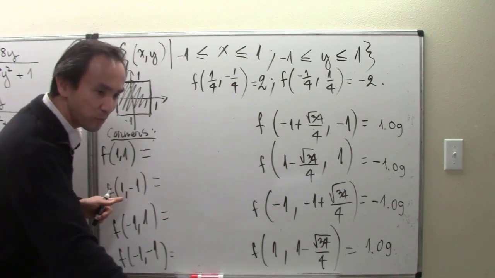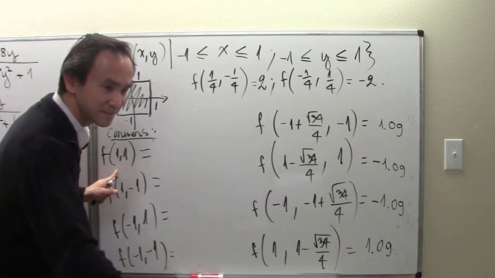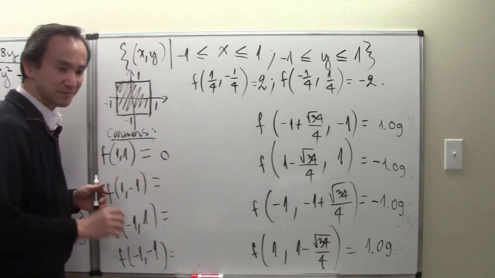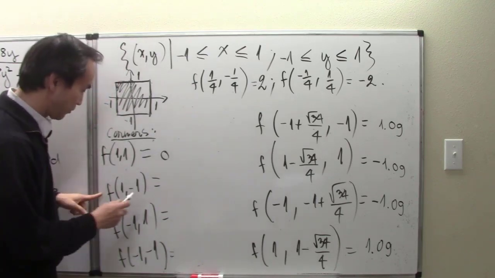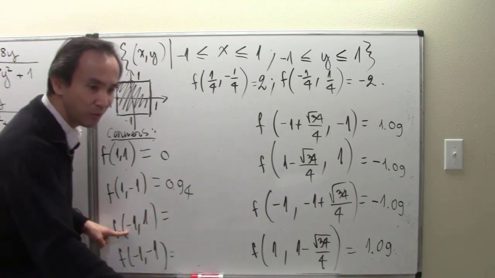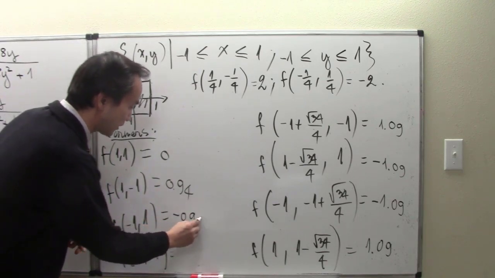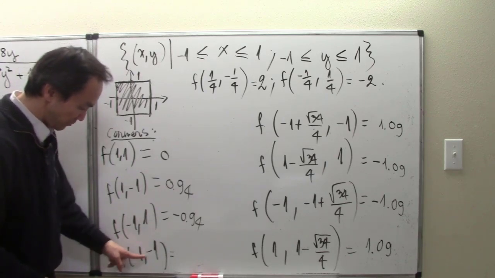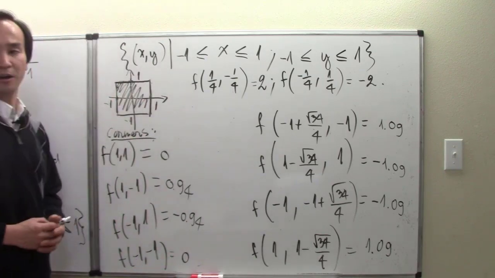Okay, and now we're gonna look at the values for these corner points. So these corner points are here, 1 comma 1. This point gives me 0. And then the next point here, 1 comma negative 1. This point gives me 0.94 as the function's value here. Now negative 1 comma 1. This point here gives me negative 0.94, and this last point here, f of negative 1 comma 1, gives me 0.